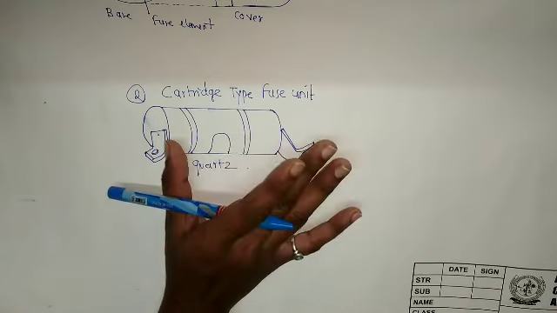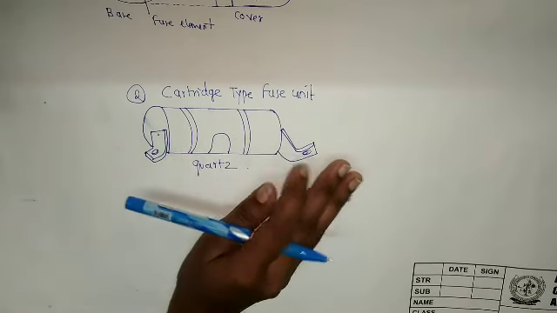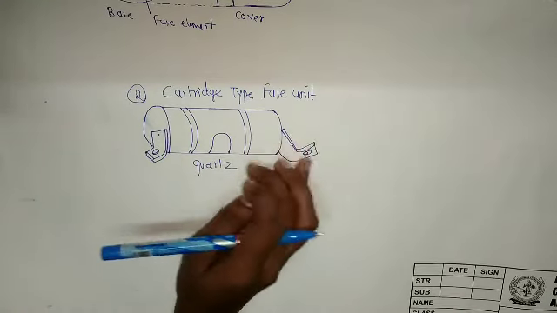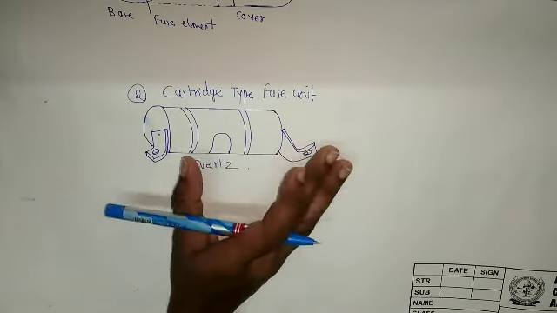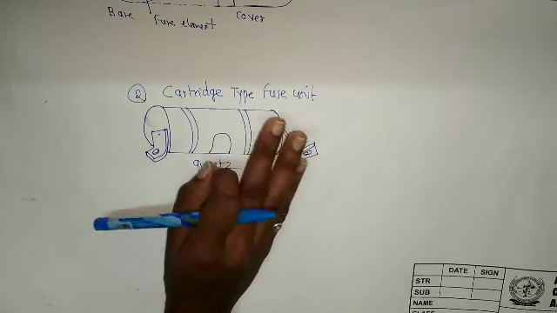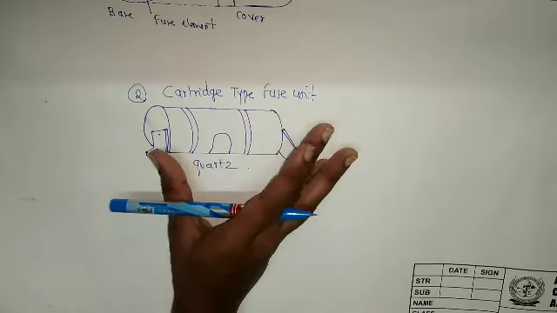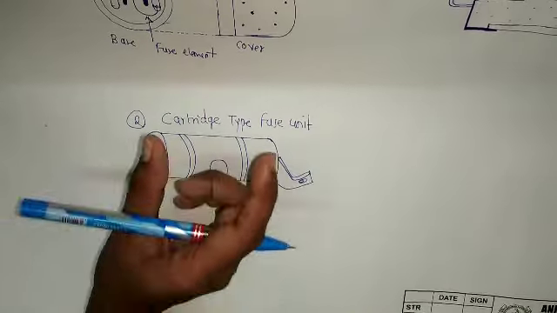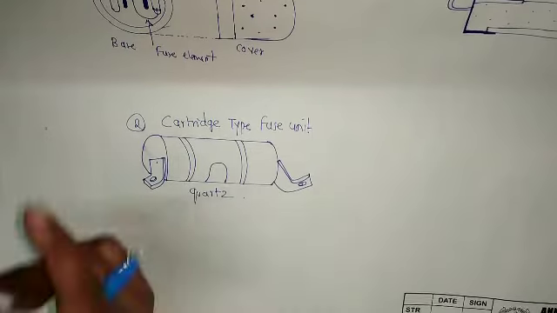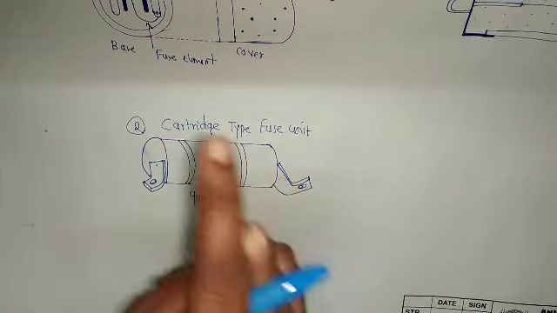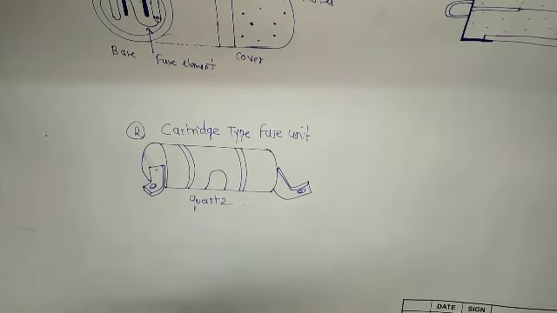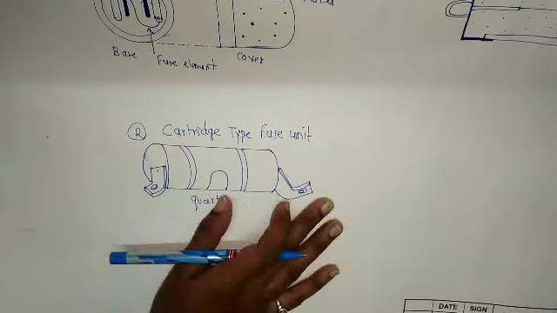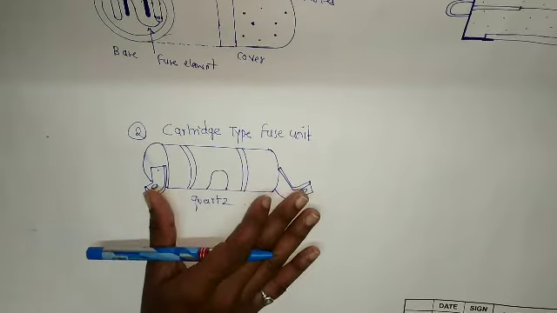In normal condition, whenever normal current is flowing through it, the index circle is clear. That means there is nothing, it is clear. But whenever the overcurrent flows and the fuse element melts, due to the gases and everything, that index circle will become dark, and that is the indication that our fuse is gone. So this is about the cartridge type fuse unit.